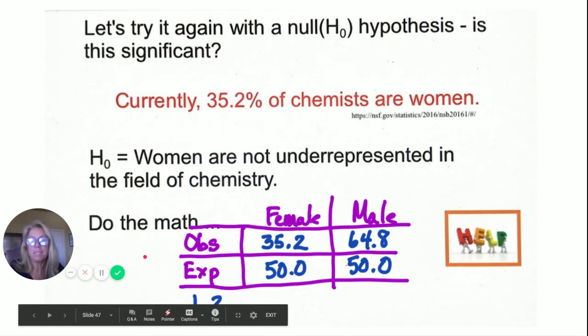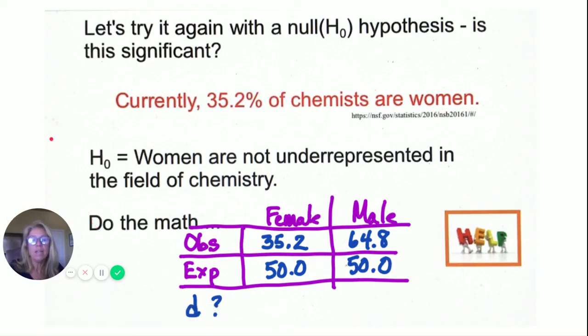Okay, this is just me sketching really quick. Okay, so female, I observed 35.2. Male, then by default, minus from 100, would be 64.8. I expected 50 and 50. When you do percents, don't do decimals. Don't do 0.35. It will not work, okay? You have to use no decimals.